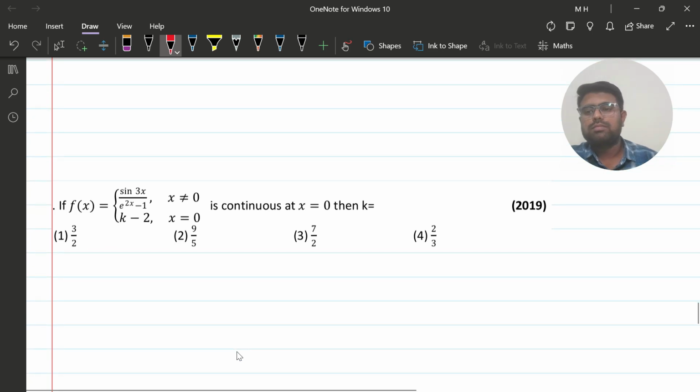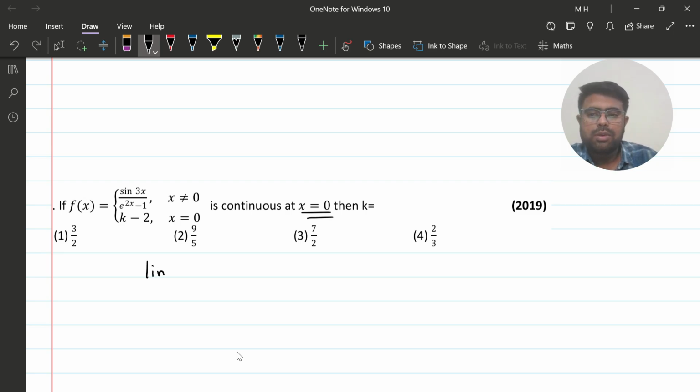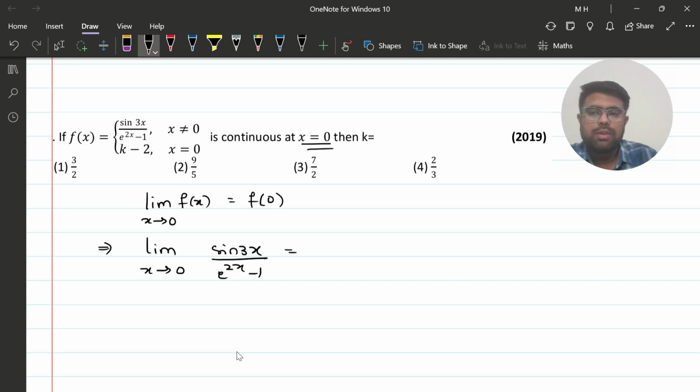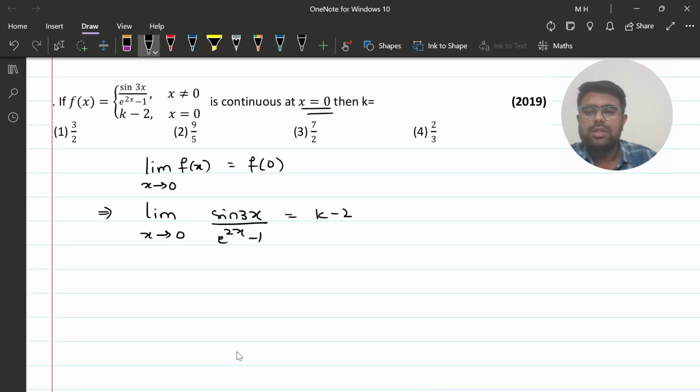Okay, fine. The next one says limit of, okay, it is continuous at x equal to 0. So since it is continuous at x equal to 0, what can I say? I can say that the limit of f of x as x tends to 0 is equal to f of 0, right? So this would be the limit of sine 3x divided by e raised to 2x minus 1 as x tends to 0 is equal to f of 0, which is k minus 2, right? So if you put 0, sine 0 is 0 divided by e raised to 0 is 1 minus 1, which is 0 by 0 again, right?